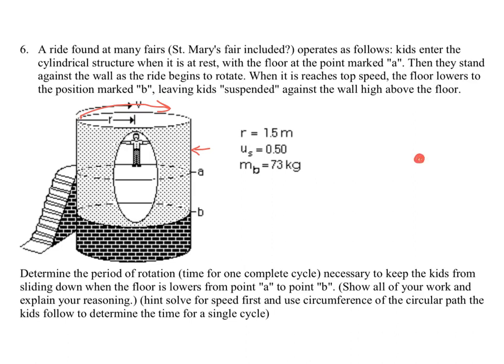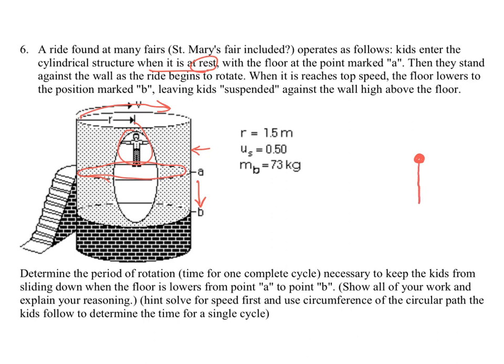We're going to draw a force diagram in a second. Let me just read the problem to you. Kids enter the cylindrical structure when it's at rest. The floor is at point A, so you're standing on the floor as you get in. Then you stand against the wall. They usually strap you in. The ride begins to rotate really quickly. When it reaches top speed, the floor lowers to position B, and you're stuck up here. Okay, so something's keeping you suspended, even though there's no floor beneath you. So you're suspended against the wall.